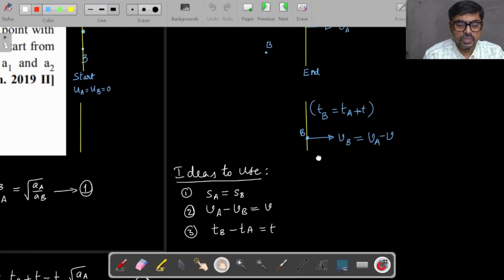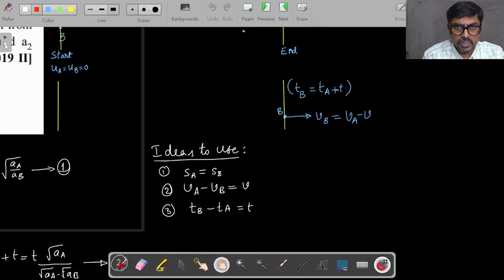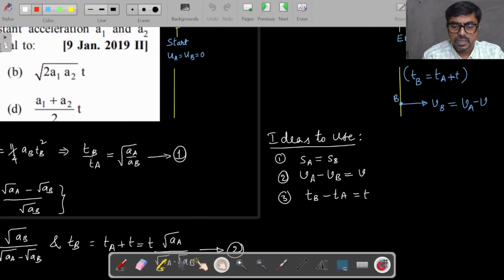What are the ideas we are going to use here? Number one, both of them are going to cover the same displacement, because it is the same race track. They gave that VA minus VB equals V, and B takes more time, so TB minus TA equals T. These are the three ideas we have to use, and let's start with them.